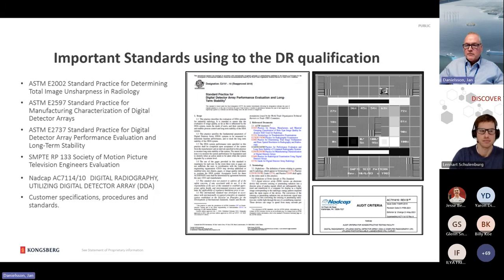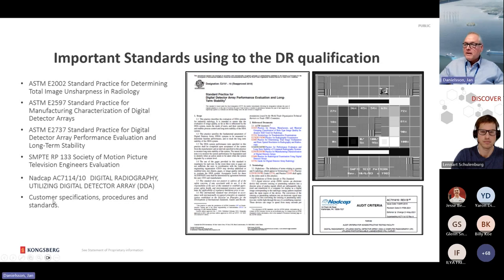It is a requirement for suppliers seeking NADCAP accreditation in digital radiography and will ensure that entity suppliers meet the requirements for NADCAP digital detector arrays, DDA. The checklist had 36 pages when we started up in 2007, and now I think it's 58 pages for the checklist.